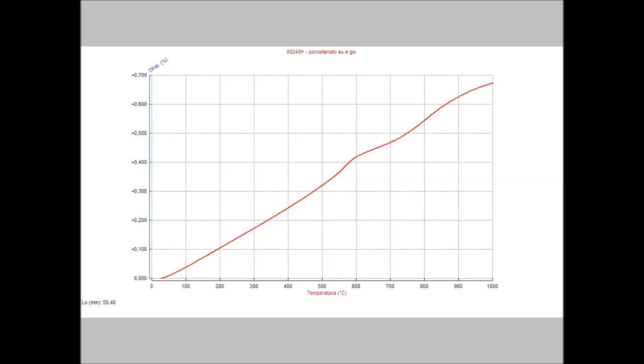This is the result of the test on a porcelain body. In this case, the measurement can be extended up to higher temperatures compared with traditional dilatometers. We can clearly see that the curve above the quartz transition is not quite linear, but it shows a complex behavior.